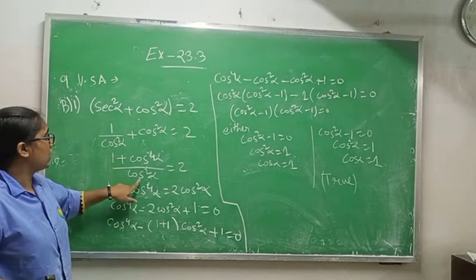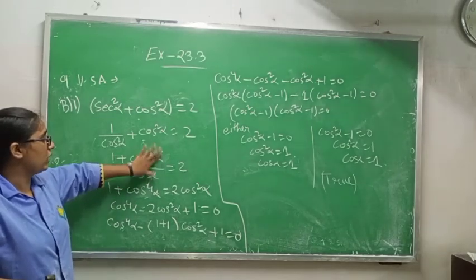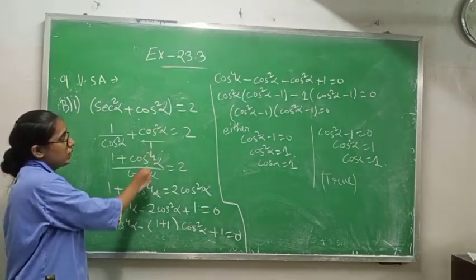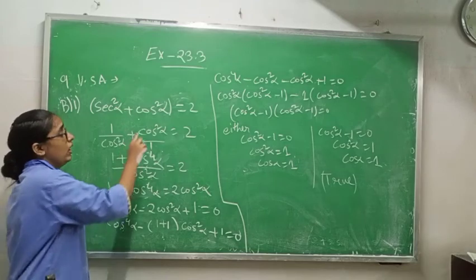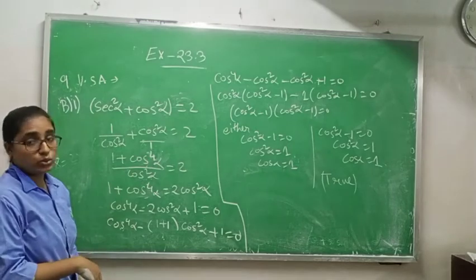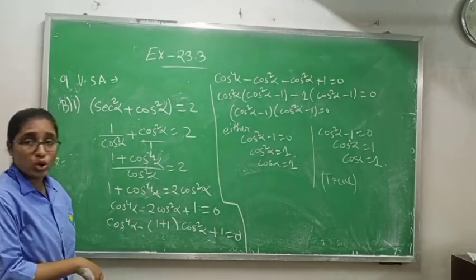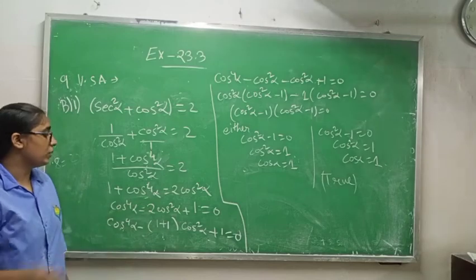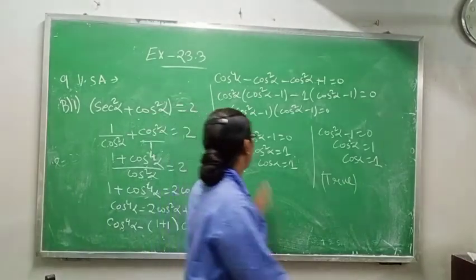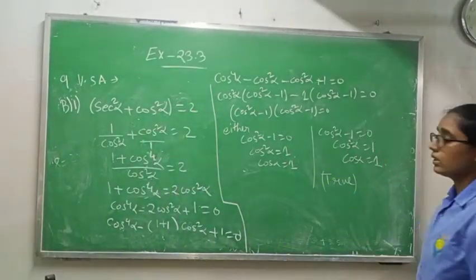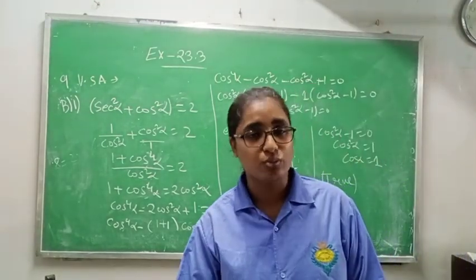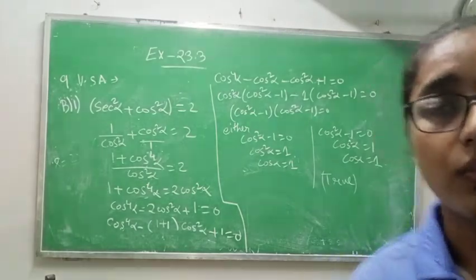Now take the LCM, it will become 1 plus cos to the power 4 alpha over cos square alpha. It is 4 alpha, because power will increase. Cos square alpha multiplied with cos square alpha will give you cos power 4 alpha. Now this 2 will go that side, it will become 2 cos square alpha. Taking this 2 here, it will become minus 2 cos square alpha. Then taking the middle term, I am getting cos alpha equals 1 and cos alpha equals 1. If I am getting some value of cos, then I can say that it is true. That is why in this question the answer will be true.